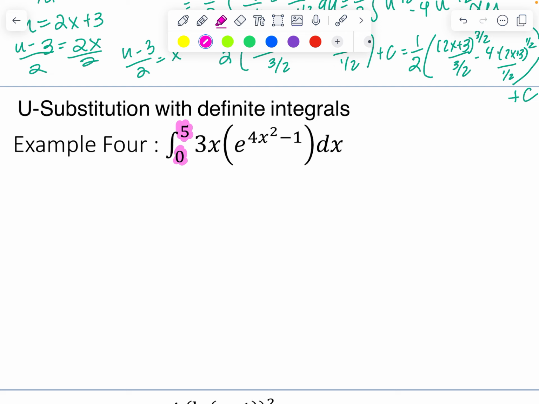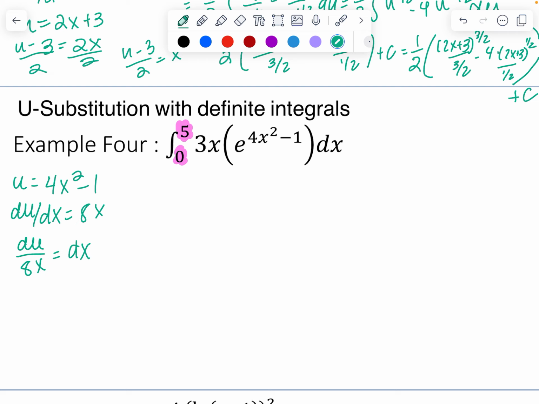So for this one, try to decide what you think the inside function is. It's going to be 4x squared minus 1. And just imagine taking the derivative of that. The derivative of this is going to be 8x, which will help cancel out that 3x. So that means that du over 8x equals dx, just doing some algebra in my head. And so that is going to help us get set up.